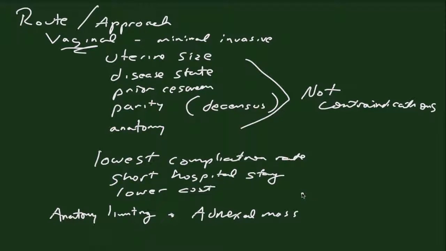Not an absolute contraindication, but if an adnexal mass is present, you need to consider whether you can fully evaluate it vaginally or not. And certainly if it's thought to be a malignancy, a larger staging procedure is going to be needed, and vaginal hysterectomy may not be the right choice in this case. But overall, even in cases, like I said, of obesity, nulliparity, this should still be considered your first choice in many cases.